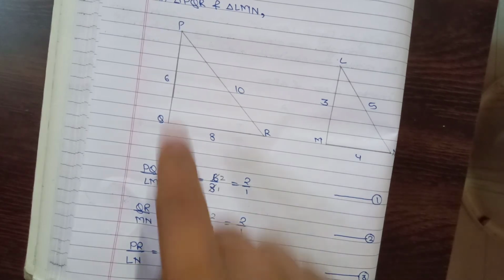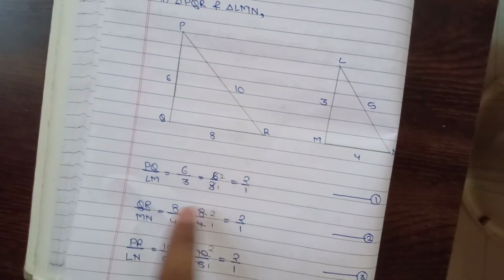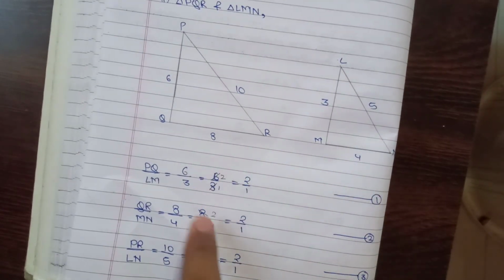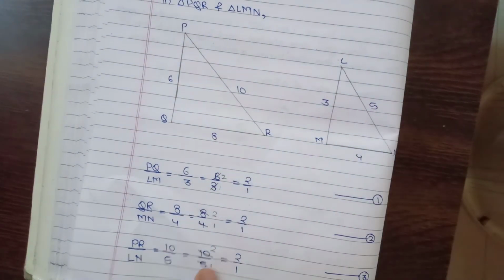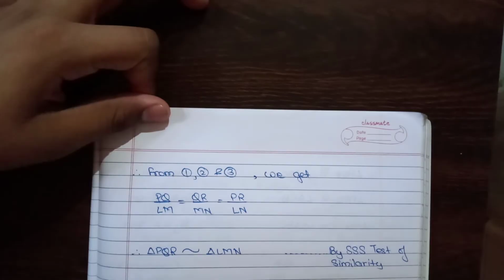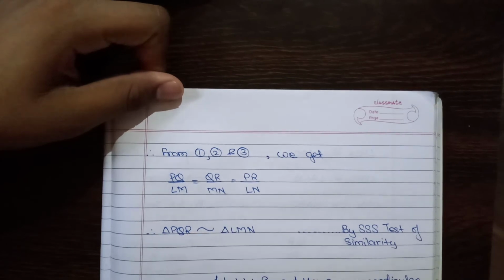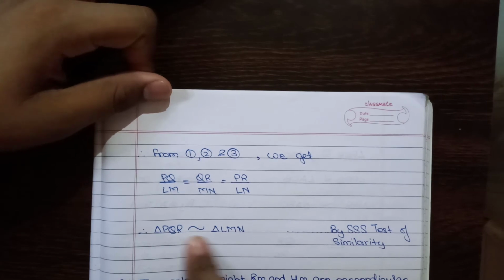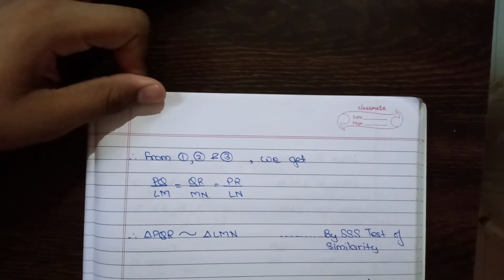So what we get is PQ upon LM equals 6 upon 3, which is 2 upon 1, and QR upon MN, which is 8 upon 4, which is 2 upon 1, and next PR upon LN, which is 10 upon 5, which is equal to 2 upon 1. So all the three ratios are equal. So from 1, 2 and 3 we get that PQ upon LM equals QR upon MN equals PR upon LN. Therefore triangle PQR is similar to triangle LMN by the SSS test of similarity.